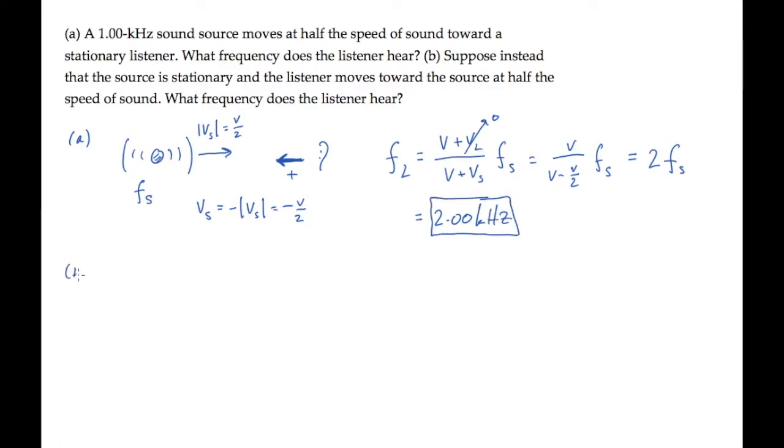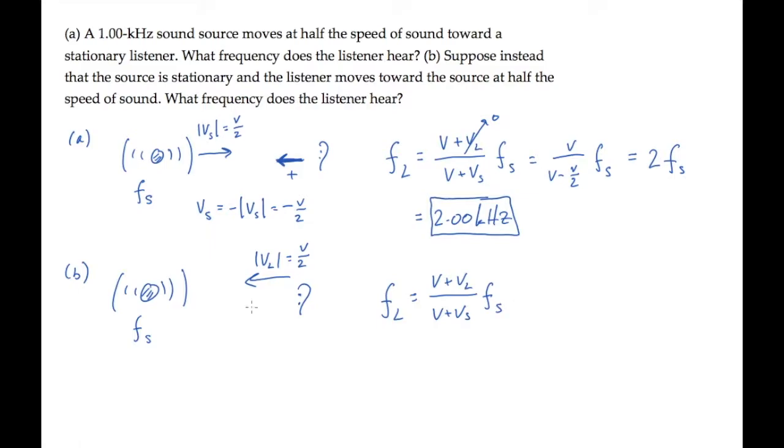In part B, the source is stationary, but the listener is moving toward the source at half the speed of sound. We're again asked to find the frequency heard by the listener, so we'll write the Doppler shift equation. And remember that the positive direction is always from the listener to the source. Now we see that the listener's velocity is positive v over 2.